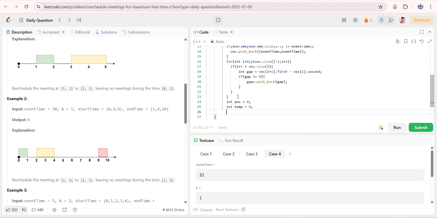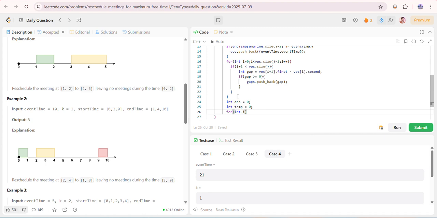For example, I said to you that when we are able to reschedule one meeting, then we are able to cover two gaps, meaning we can make two gaps together. So if we can reschedule k meetings, this means that k plus 1 gaps can be merged together. So we will continuously see how many consecutive k plus 1 gaps there are, and what the total free time will be if they are all merged together, and we will iterate and find the maximum of all of them.